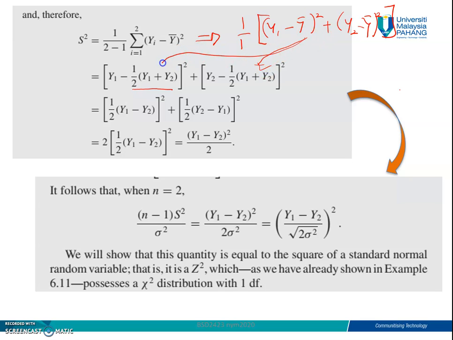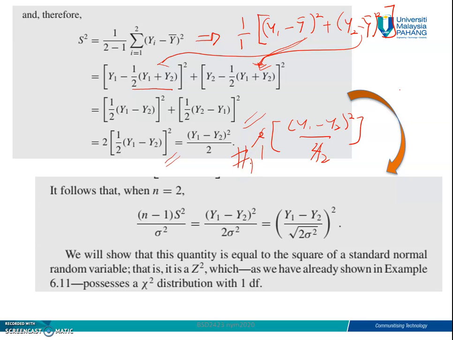Then you simplify this and get this. You break the bracket and simplify again, and you will get this. Here actually you will have 2 times (Y1 minus Y2) square over 4. So you simplify this, and you get the result here.